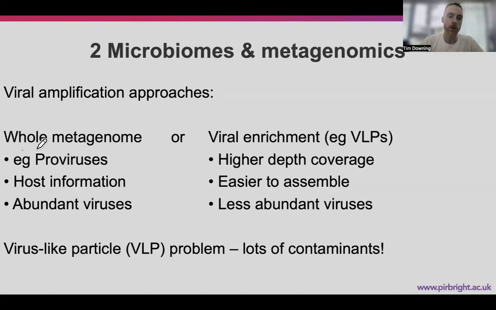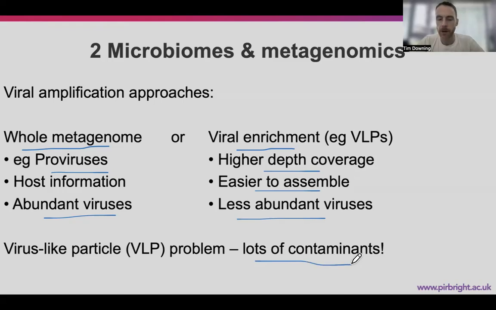So we can think about, are we looking just at the whole metagenome, where we're not taking a very targeted approach, we're just looking at whatever is there. We will get more information about abundance and other non-pathogenic viruses that are potentially present. Viral enrichment approaches such as using virus-like particles can be good. You tend to get higher depth and coverage. They're easier to assemble. You exclude diverse viruses. There is an issue with contamination for VLPs. So there are pros and cons to each approach.